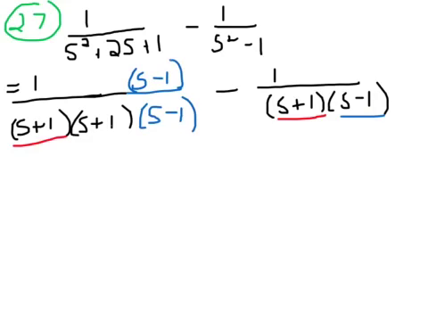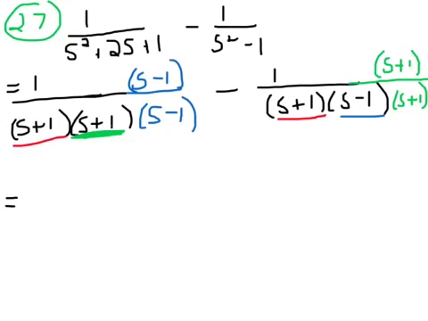Now let's look at the second fraction. It has an s plus 1, s minus 1. Now this first fraction had an extra s plus 1 that this second one didn't have, so let's multiply it by s plus 1 over s plus 1. And now the denominators have all the same factors in them. They have two s plus 1s and an s minus 1.